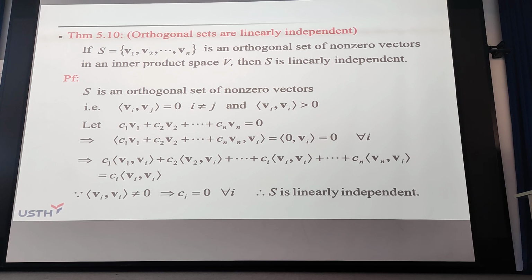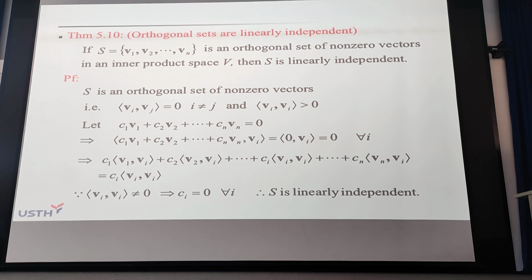S is an orthogonal set of non-zero vectors, which means the inner product of Vi and Vj equals 0 for any i different from j. And because they are non-zero vectors, the inner product of Vi with itself is positive. Now we consider the equation like that. We need to show that the equation has only the trivial solution, meaning every Ci must be 0. How can we do it?